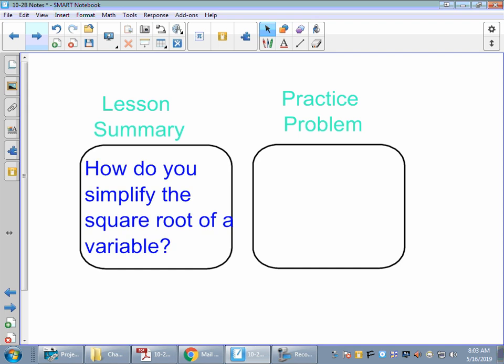So how do you simplify the square root of a variable? We did a couple different examples. You had an x squared. You also had an a and a b. So how do you simplify the square root of a variable? And then lastly, do the practice problem as well, which is square root of 9x times the square root of 8x squared. We're going to break that down, simplify, and get an answer there.